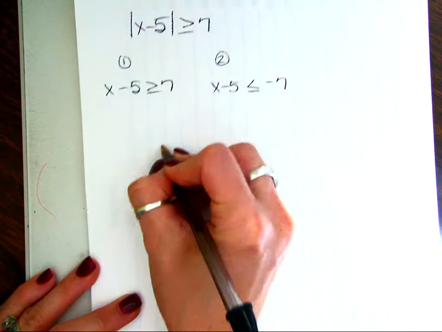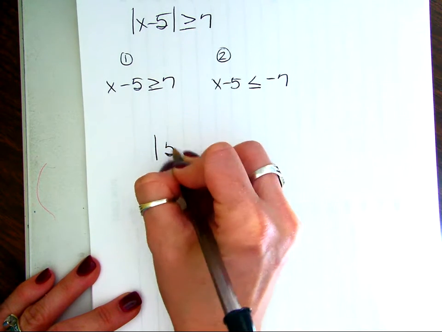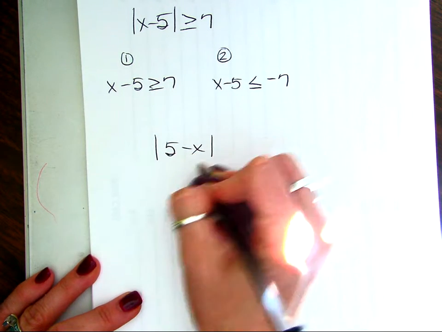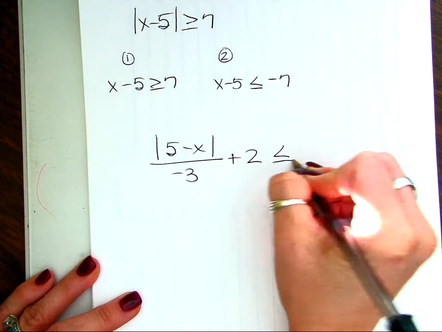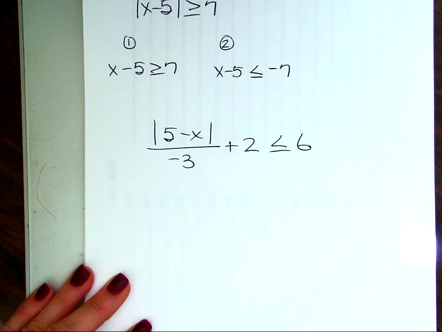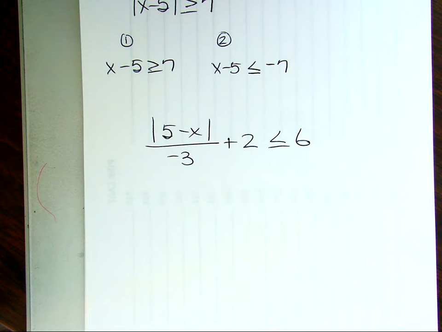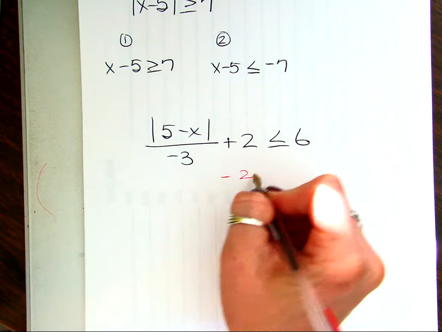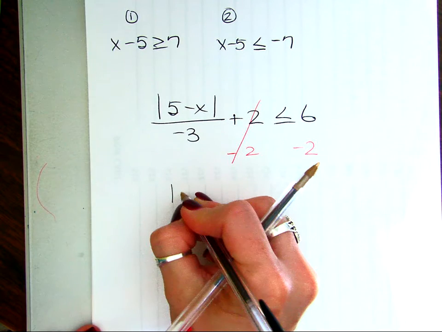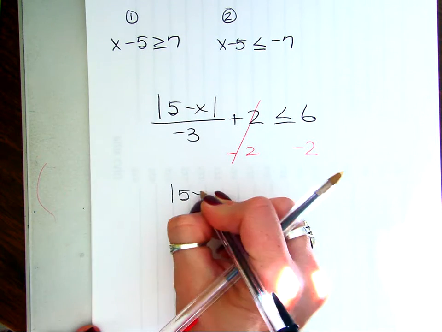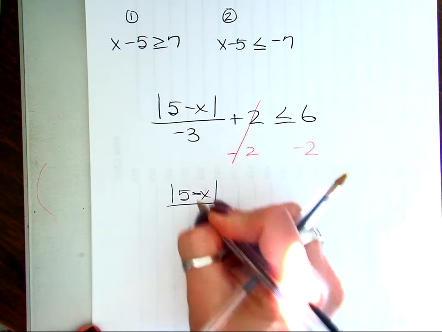So let's talk about a problem like this. Let's say the absolute value of 5 minus x divided by negative 3, plus 2, is less than or equal to 6. Hey, let's just jump right into it, right? So as I'm looking at this problem, do I see any addition or subtraction that I have to clear out? Yep. Order of operations backwards. Get rid of this 2 first from both sides. What's left on the left? The absolute value of 5 minus x over negative 3.